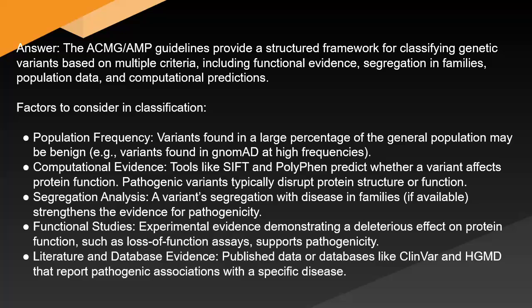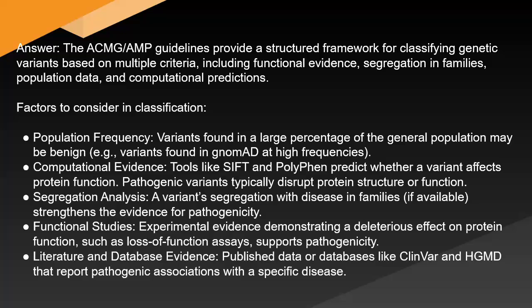Factors to consider in classification: population frequency. Variants found in a large percentage of the general population may be benign, e.g., variants found in gnomAD at high frequencies. Computational evidence. Tools like SIFT and PolyPhen predict whether a variant affects protein function. Pathogenic variants typically disrupt protein structure or function.